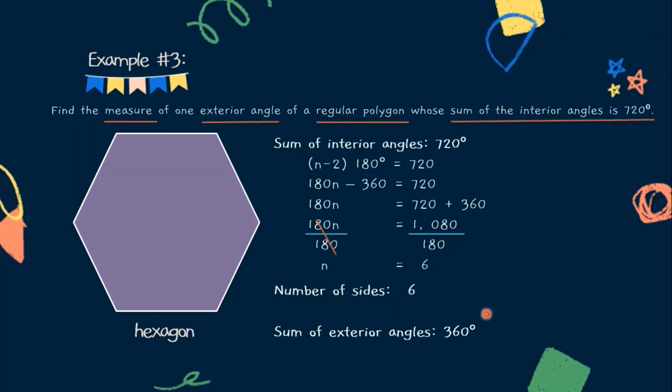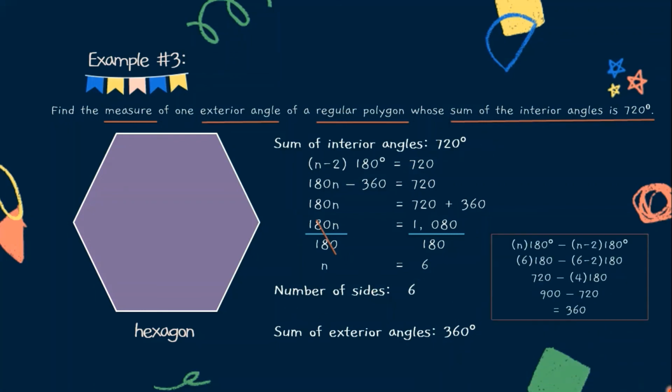360 degrees is a constant for whatever polygon regardless of its number of sides. This is its formula. If we replace n with 6, which is the number of sides of a hexagon, and then perform the operation, 360 is indeed our sum of exterior angles. What we are looking for in this word problem is the measure of one exterior angle and not the sum of it all. So for this hexagon, we are looking for only one.